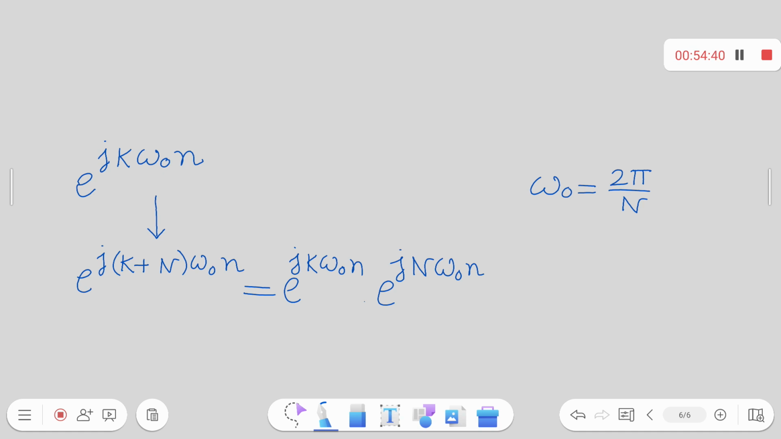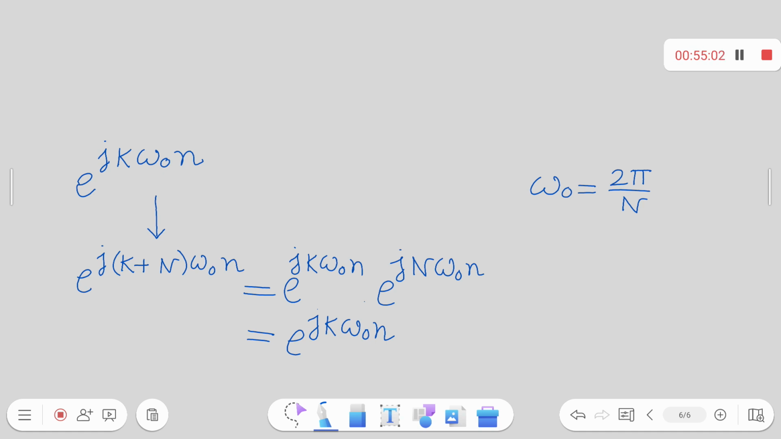e to the power j n omega naught n. What will be the value then? It gives you 1. n omega naught is how much? 2 pi. e to the power j 2 pi, how much? 1. So this is equal to e to the power j k omega naught n.